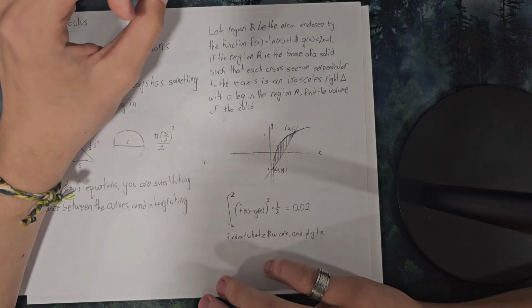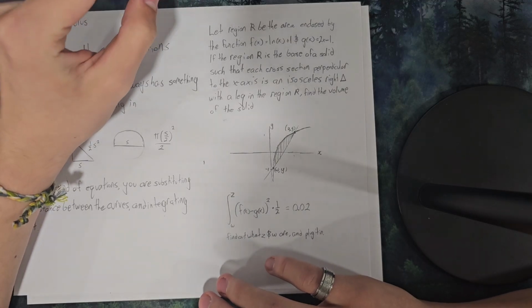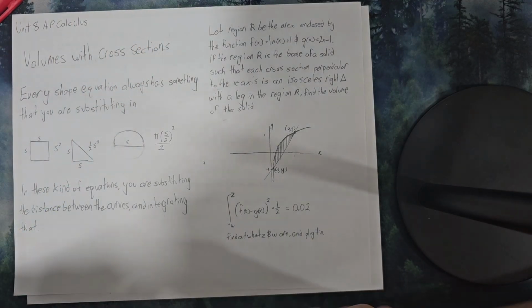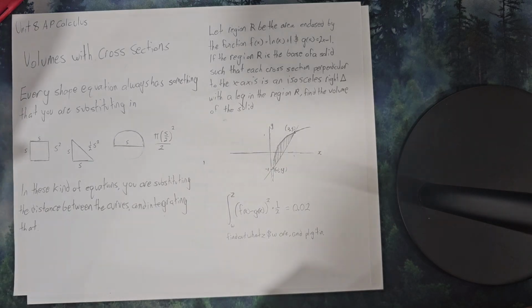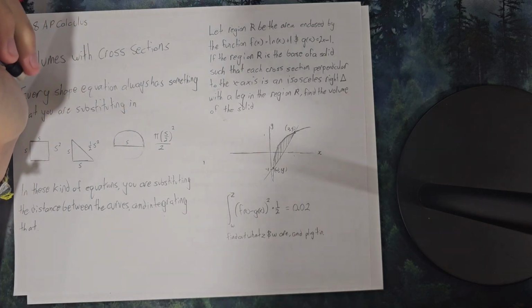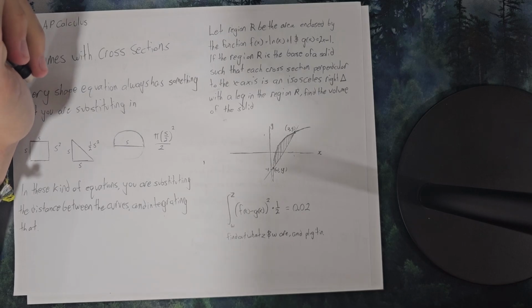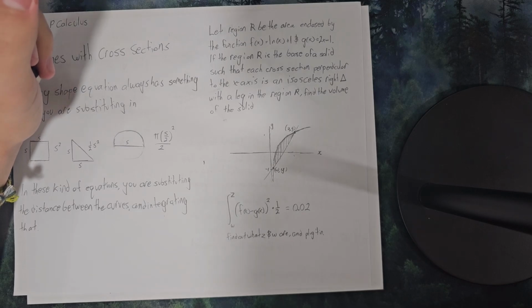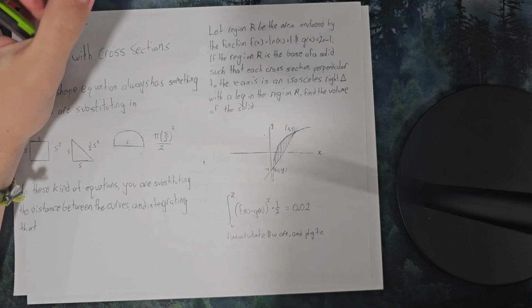Let region R be the area enclosed by the function f of x equals ln of x plus 1, and g of x is equal to 2x minus 1. If the region R is the base of a solid, such that the cross-section perpendicular to the x-axis is an isosceles triangle with a leg in the region R, find the volume of the solid.